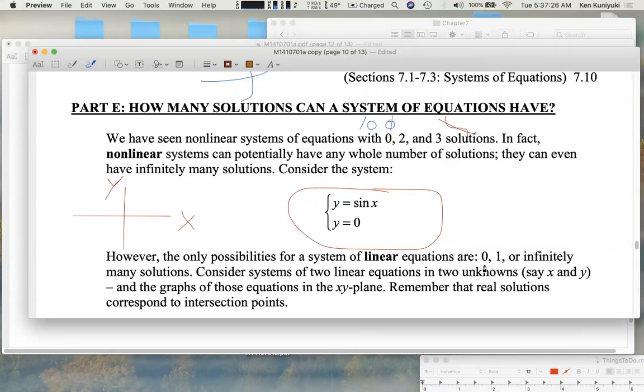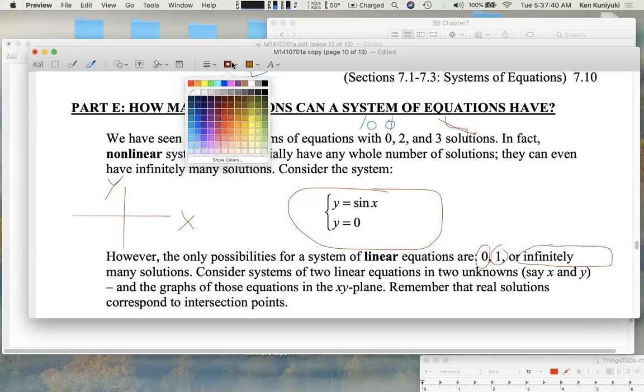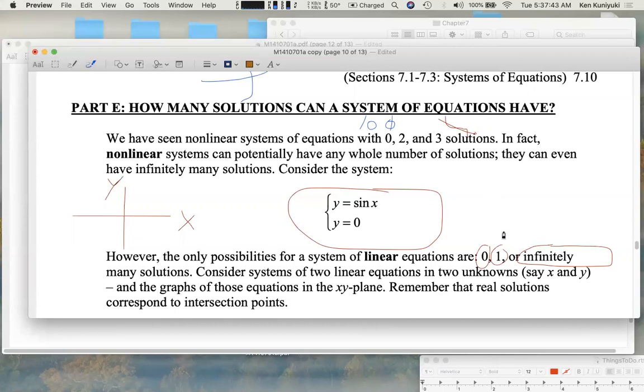Well, there are only three possibilities. They're either no intersection points, one intersection point, or infinitely many. So let's think about this. How do two lines normally intersect? Well, here's a line, okay? There's one intersection point. It's like an X, right? So of course, it's possible to get one intersection point between two lines, and exactly one solution for a system of two linear equations in two unknowns.